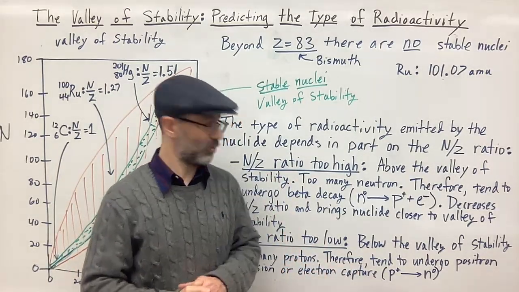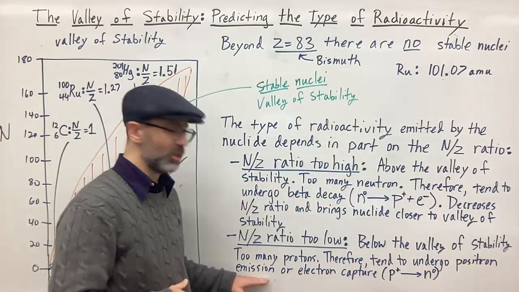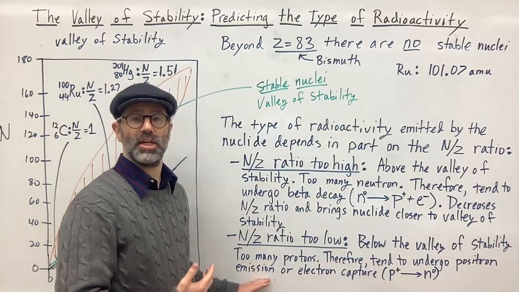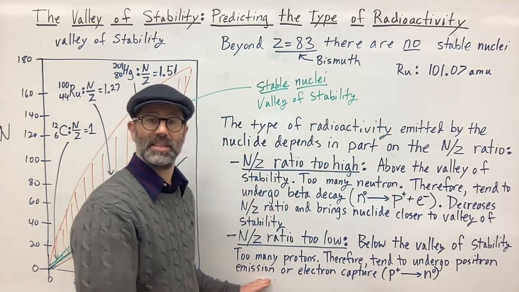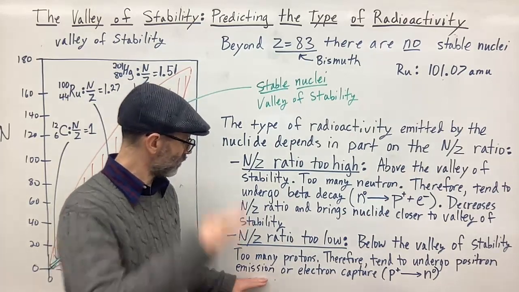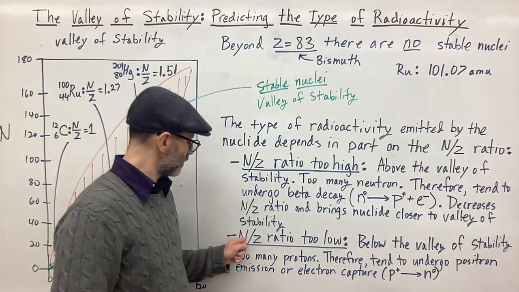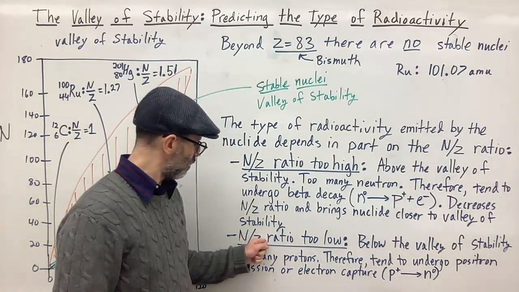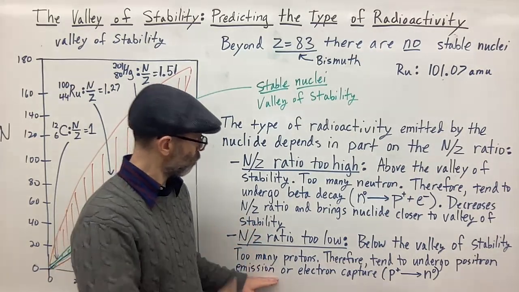And there's a couple of ways to do that. You can do that by undergoing positron emission, right? So in positron emission, the proton releases a positron and what's left is a neutron. And so you get a neutron that's going to increase the number of neutrons and decrease the number of protons. So that's going to increase the ratio and get you more stable.